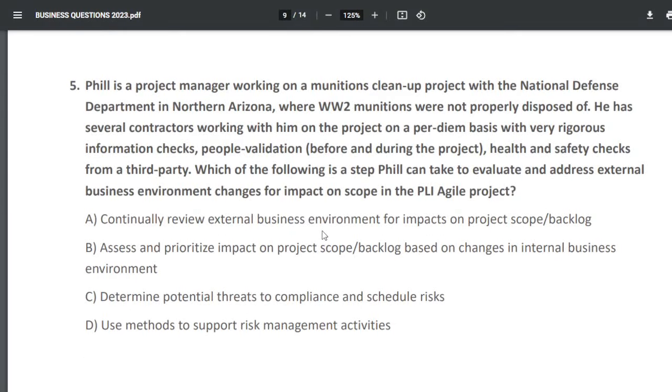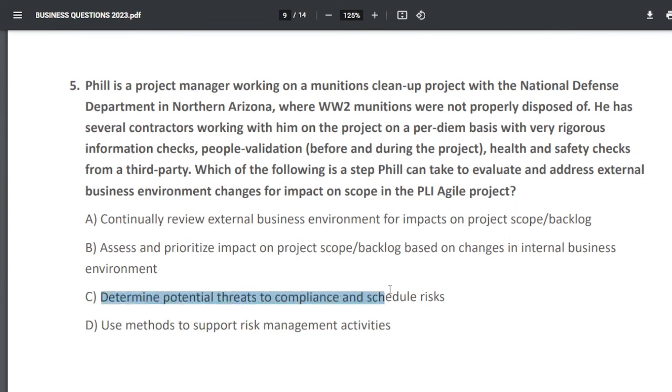Here's another question. Phil is a project manager, same scenario, and towards the end it says, which of the following is a step Phil can take to evaluate and address external business environment changes for impact on scope in the PLI Agile project? All right, if you need more time, hit the pause button. This is the logic. Taking a look from the bottom up, it says, use methods to support risk management activities.